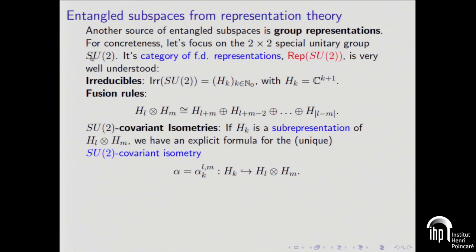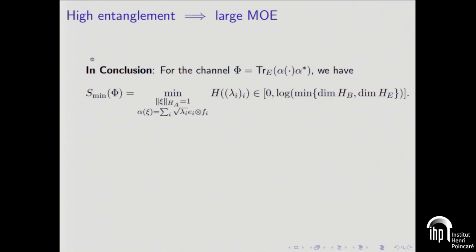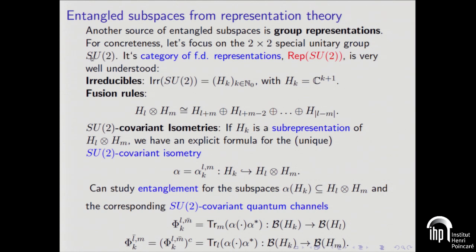Okay, so you have these representation spaces, and not only do we have this way to decompose, we actually have explicit ways to embed one of these representations inside, and these are given by what you might call SU(2) covariant isometries. So suppose I have an H_K, which is one of these representation spaces, and it appears as a subrepresentation of the tensor product here. Then we can write down an explicit formula for the unique isometric embedding of this representation inside of this tensor product. So really the decomposition here is realized explicitly in terms of these isometries.